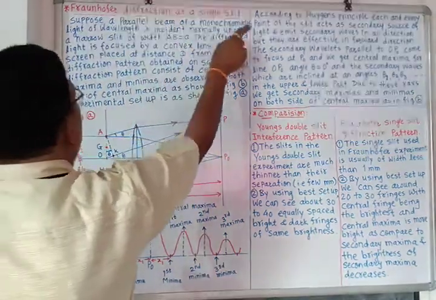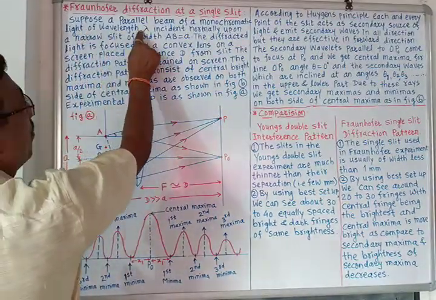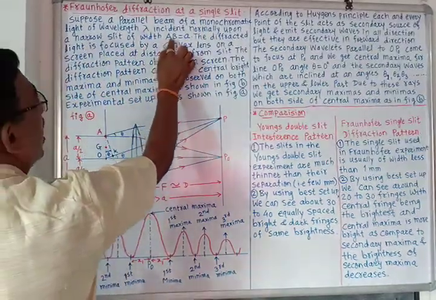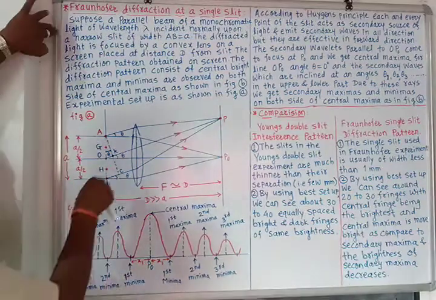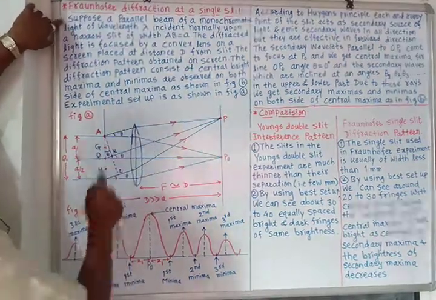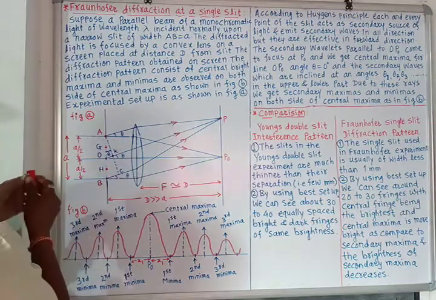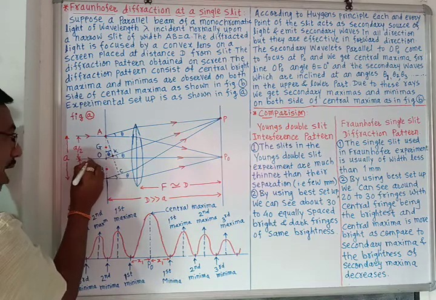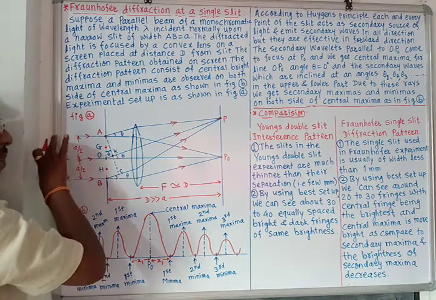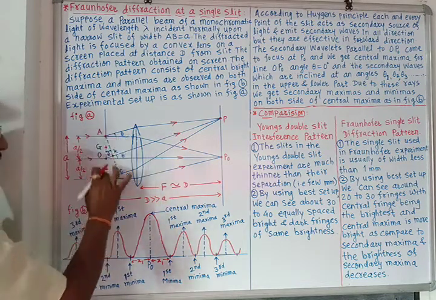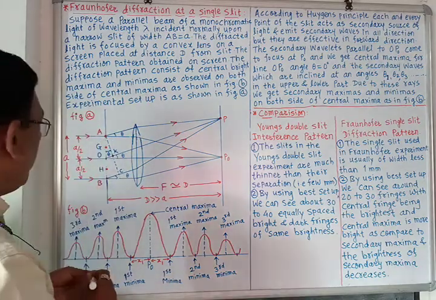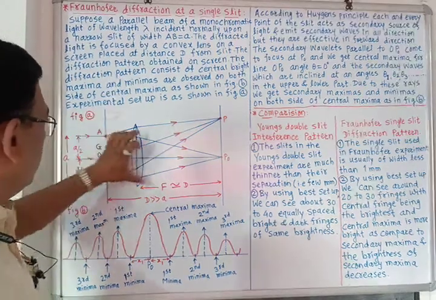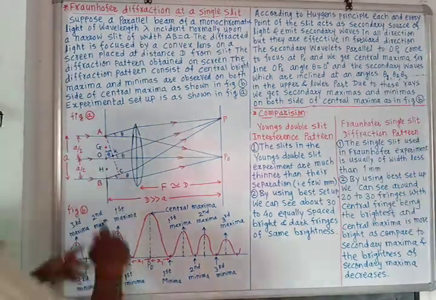Suppose a parallel beam of monochromatic light of wavelength lambda is incident normally upon a narrow slit of width AB equal to A. So, what is the meaning of this sentence? Suppose a parallel beam. So many rays are passing through this slit AB, parallel. But we are considering only a few, the boundary and middle ray, for understanding.